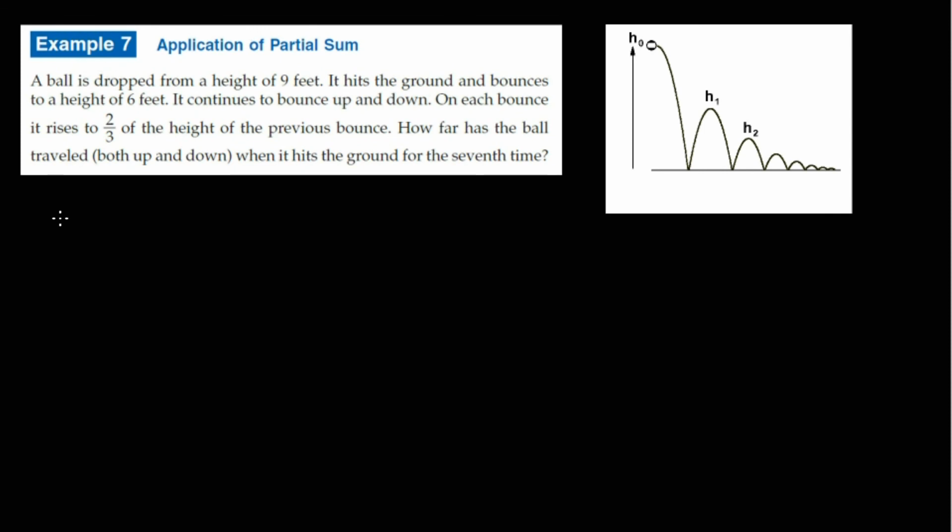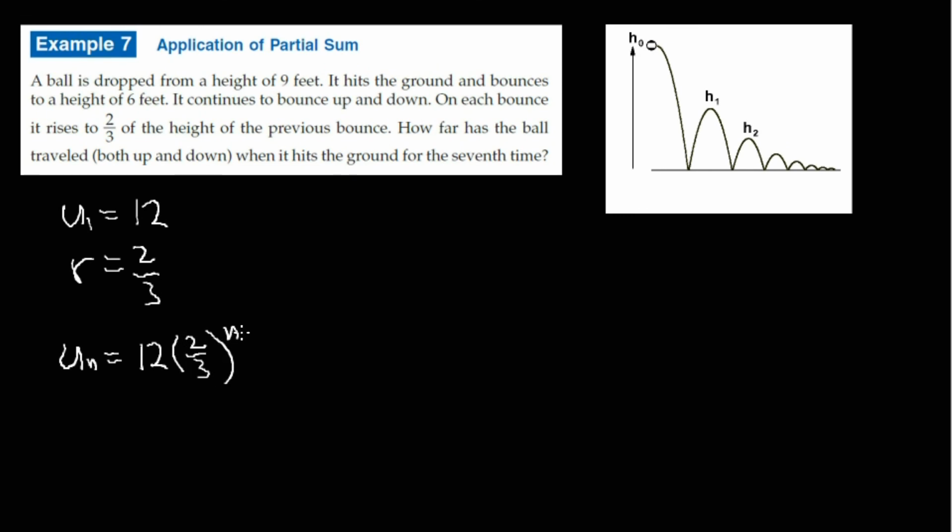So what we have here is u sub 1 is equal to 12, and our common ratio is 2/3. So if we let u sub n represent our sequence, then every term in the sequence is the first term times 2/3 raised to the n minus 1 power. So when the ball hits the ground for the 7th time, it's actually completed 6 bounces. Therefore, the total distance it's traveled is the distance it was originally dropped, the 9 feet, plus the distance it traveled in 6 bounces. So 1, 2, 3, 4, 5, 6, 7.